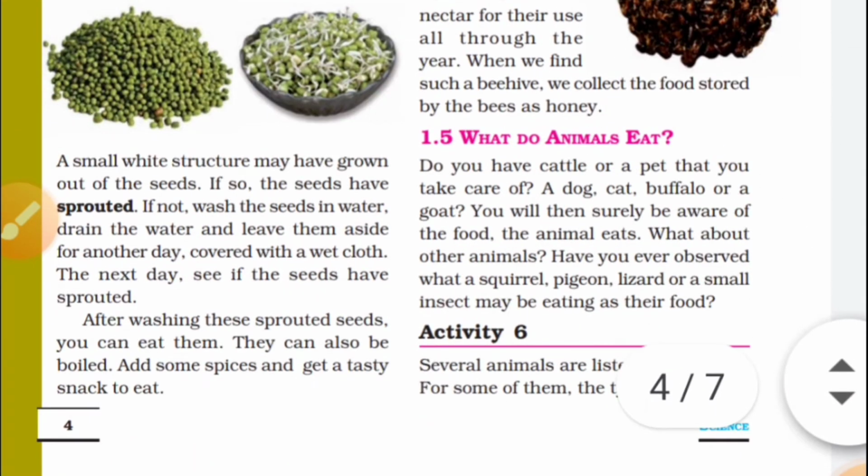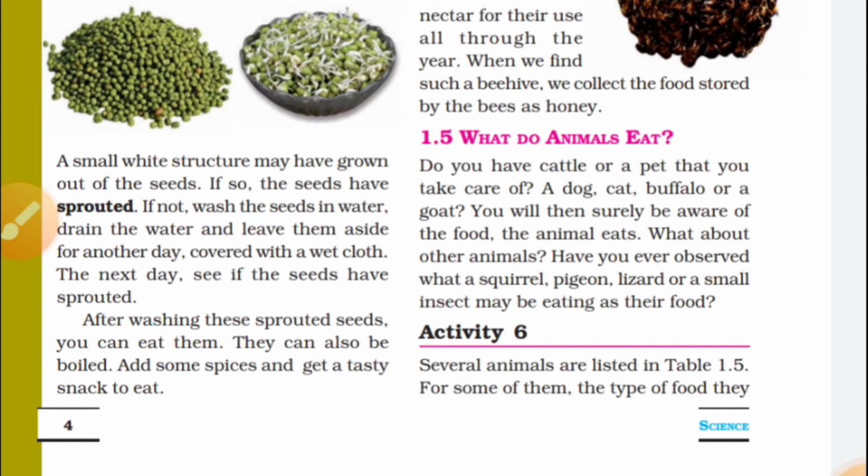Then activity 5 is given. Take some dry seeds of moong or chana. Put a small quantity of seeds in a container filled with water, any glass or bottle filled with water, and leave it aside for a day. Next day, drain the water completely and leave the seeds in a vessel.